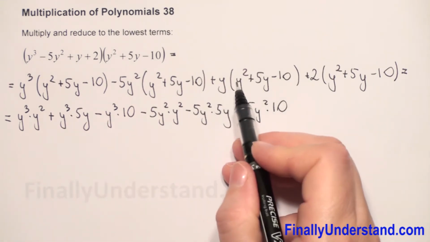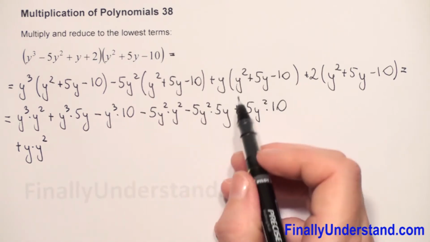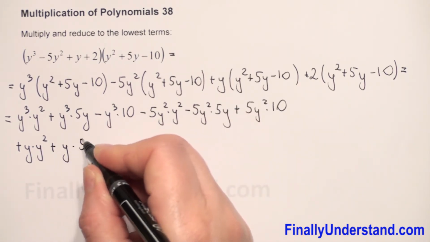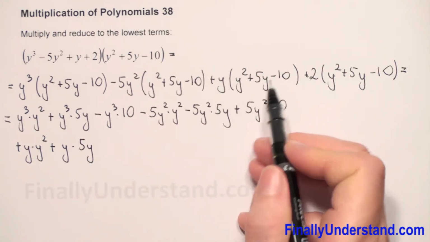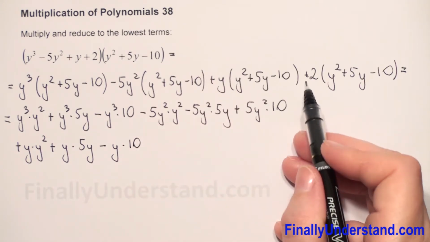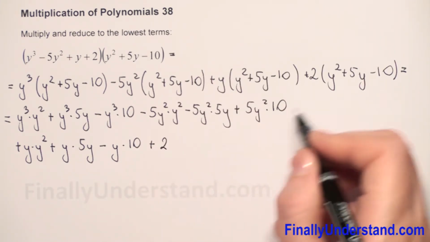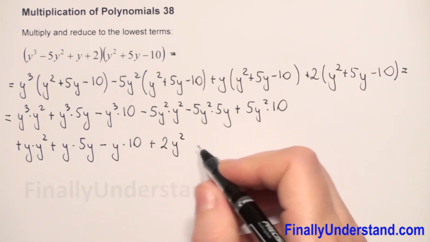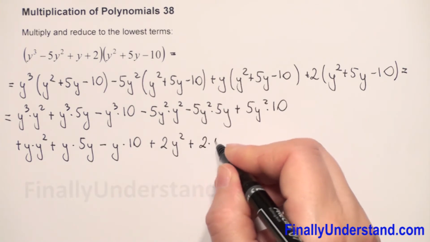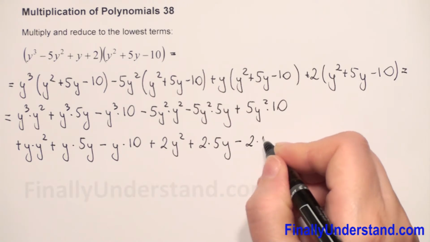So we have positive times positive, so it will be positive y times y squared. Positive times positive will be positive y times 5y. Positive times negative will be negative y times 10. And now we have before parentheses 2, so we have 2 times y squared first. Positive times positive, so it will be positive 2 times 5y. Positive times negative will be negative 2 times 10.